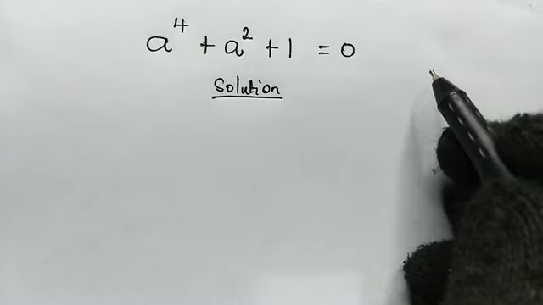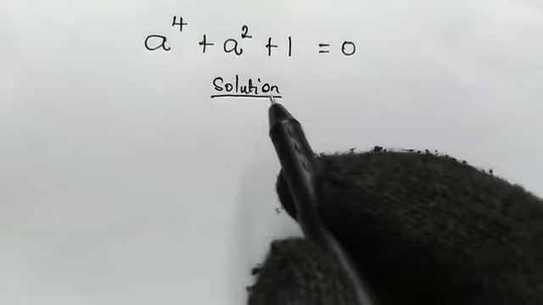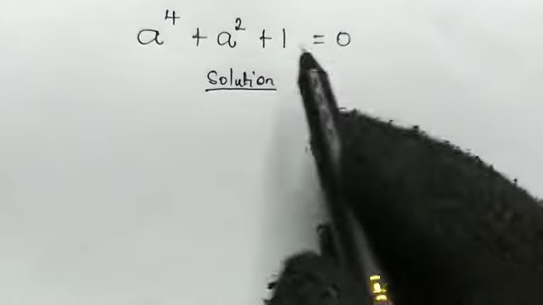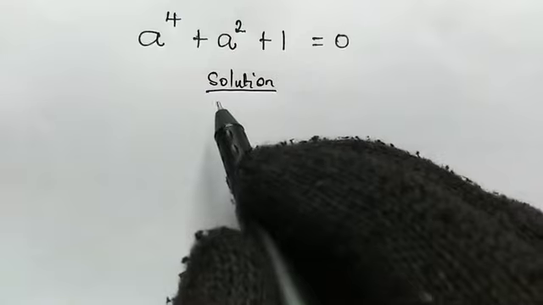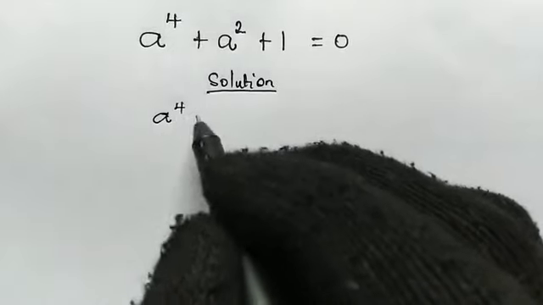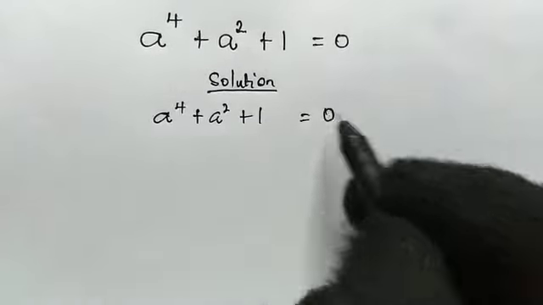So now, the best way to approach this problem is to factorize the left-hand side of this equation. So here we're going to do that. Remember, in the previous video, I told you guys that in the next video, I will be factorizing this quadratic expression, right? Okay, now let's go ahead and do that. Remember, we have a to the power of 4 plus a squared plus 1, which is equal to 0.